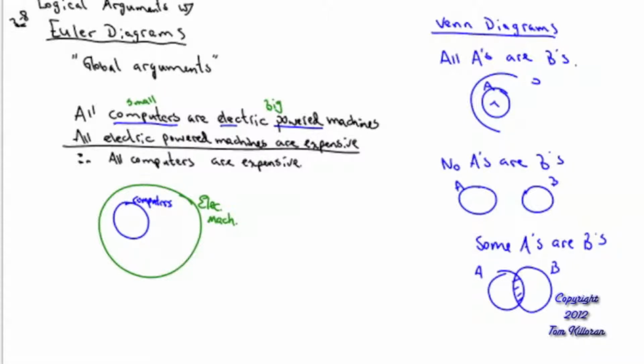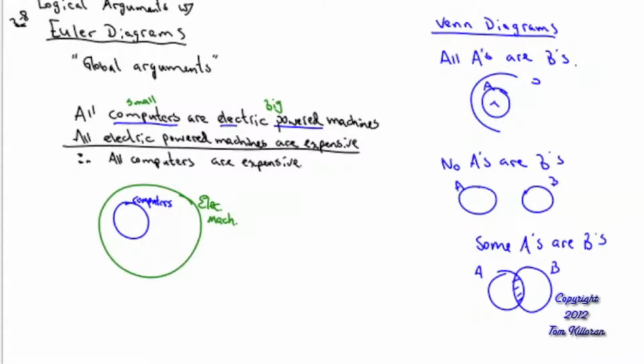Okay. So every computer I pick, wherever it is, has to be in this blue circle. But if it's in the blue circle, it's automatically in the green circle. So we're all set. All my computers are electric-powered machines. And you never ever switch the order of these things. It's always big is the second one and small is the first one. Just don't even worry about what the words are. It's big is the second one, small is the first one.